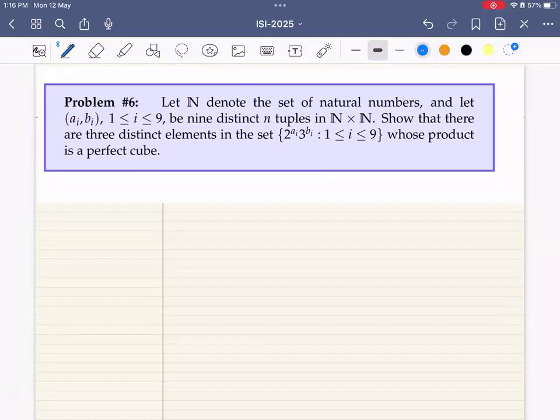The problem says that n is a set of natural numbers, and these are 9 distinct n-tuples. Show that there are 3 distinct elements whose product is a perfect cube. Perfect cube simply means that first of all you agree that the elements will be of the form 2 to the power ai and 3 to the power bi. So what you have to show is that among some 9, there will be some such that a1 plus a2 plus a3 and b1 plus b2 plus b3, both of them are divisible by 3.